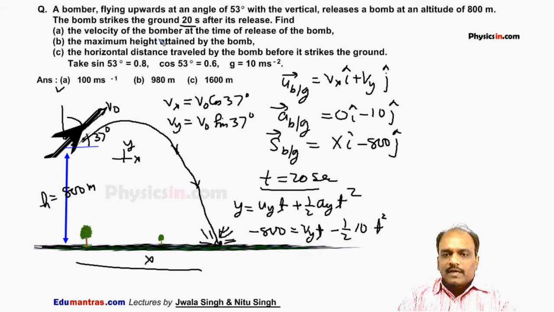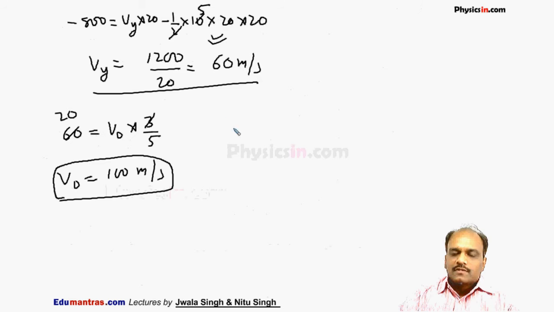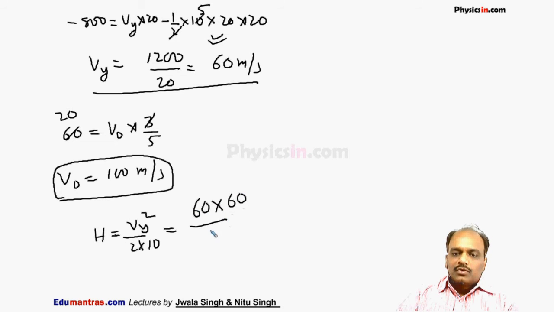Second question is the maximum height attained by the bomb. Let this height be h. So the total height from the ground is 800 plus h. Now we can very easily calculate h. h can be written as Vy square by 2g, 2g means 20. Vy we know is 60. So it is 60 into 60 divided by 2 into 10, which gives 180 meter.